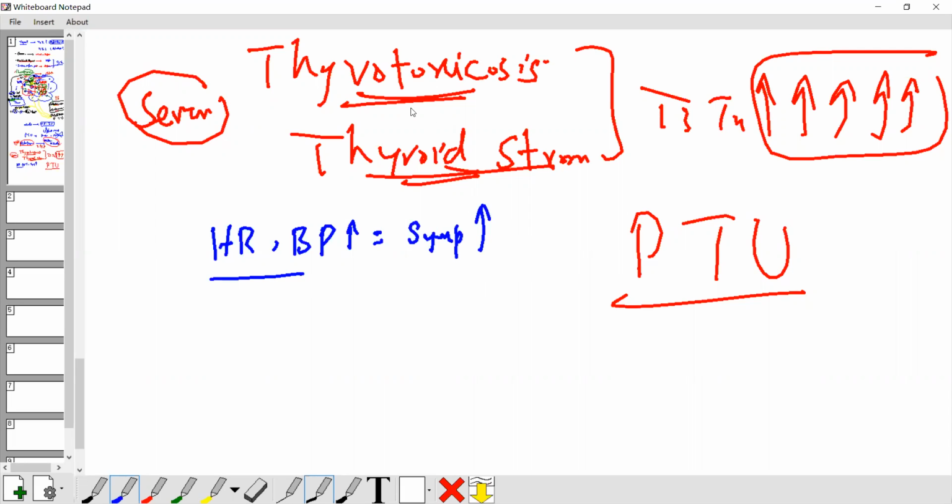So if the patient comes to you with thyrotoxicosis or thyroid storm, you can combine PTU along with a beta blocker. If you remember, which beta blocker is preferable for thyrotoxicosis or hyperthyroidism? Try to recall from the previous lectures. Okay, I give you a hint: atenolol, propranolol, bisoprolol, metoprolol. Choose one.